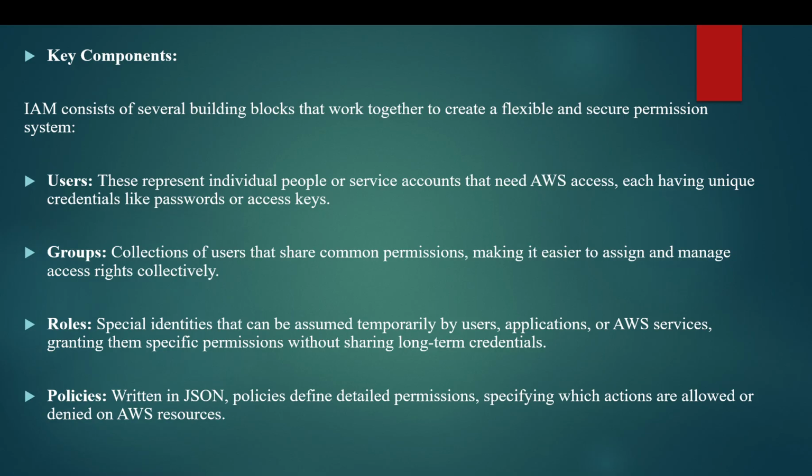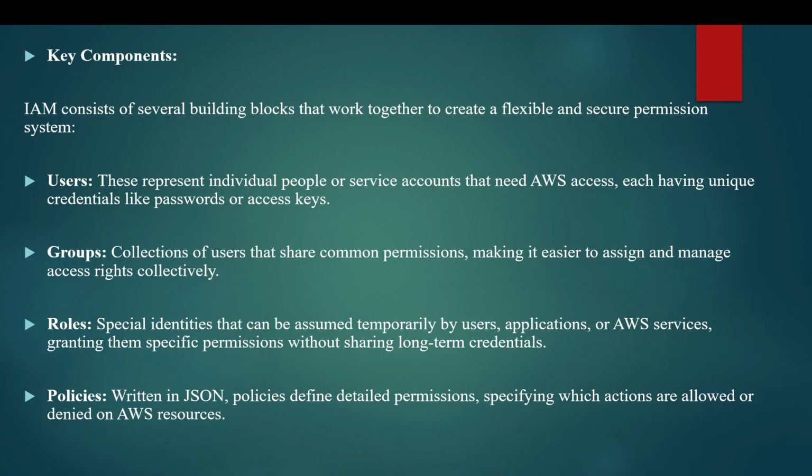Key components. IAM consists of several building blocks that work together to create flexible and secure permissions. User. This represents individual people or service accounts that need AWS access, each having unique credentials like a password or access key. Group, which is a collection of users that share common permissions, making it easier to assign and manage access rights collectively. Roles. Special identities that can be assumed temporarily by users, applications, or AWS services, granting them specific permissions without sharing long-term credentials.